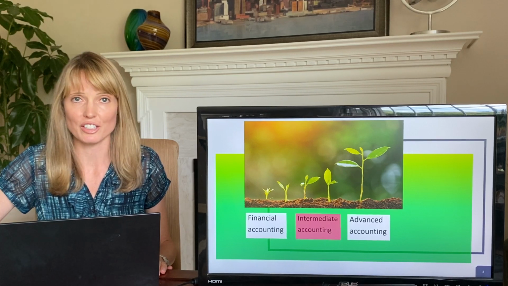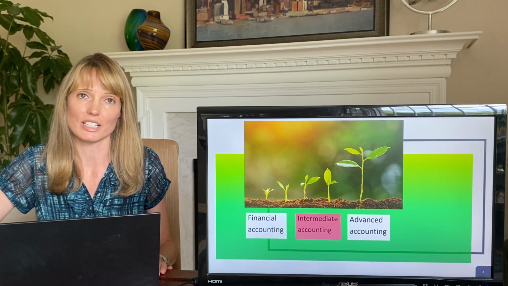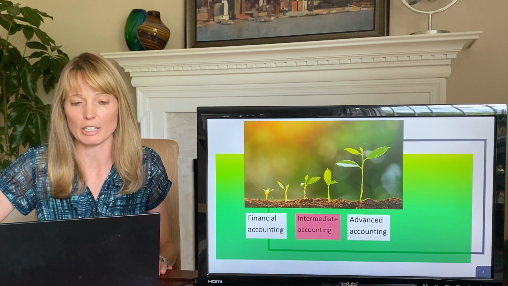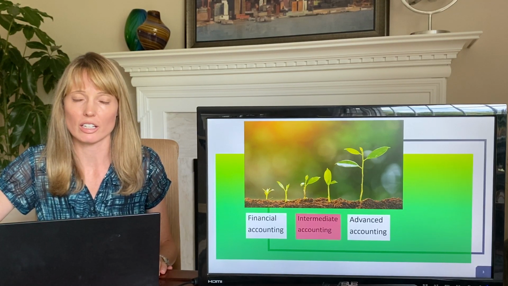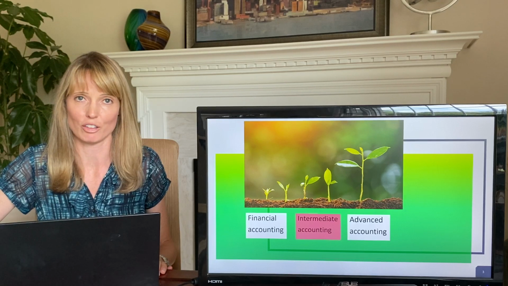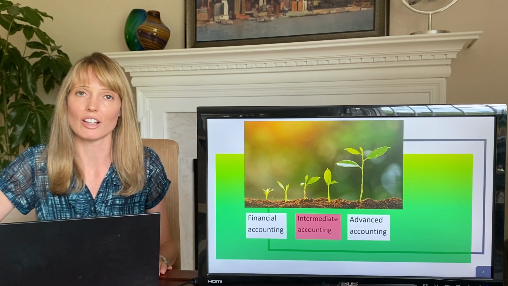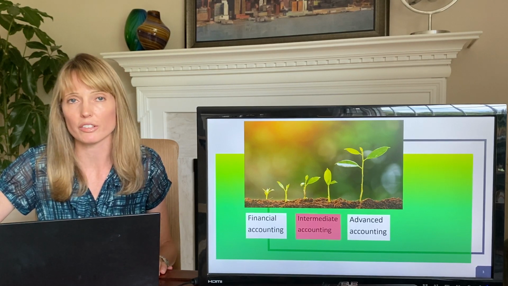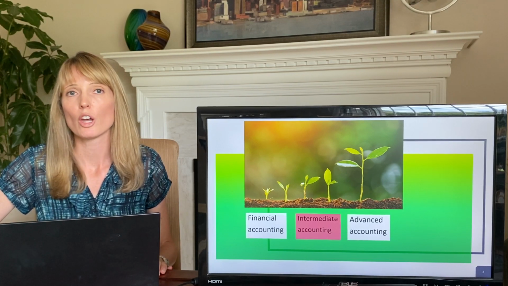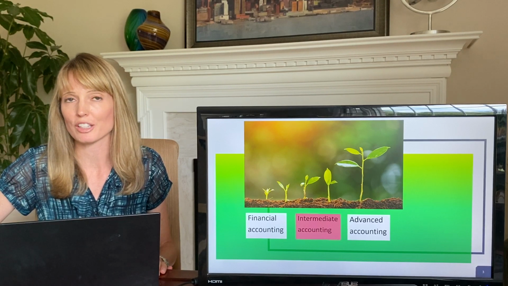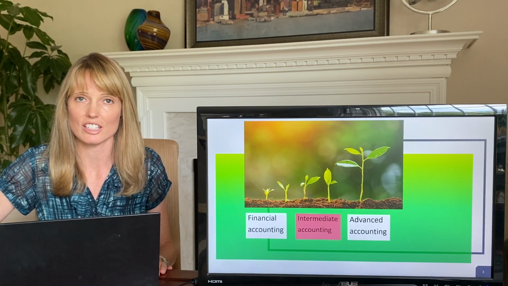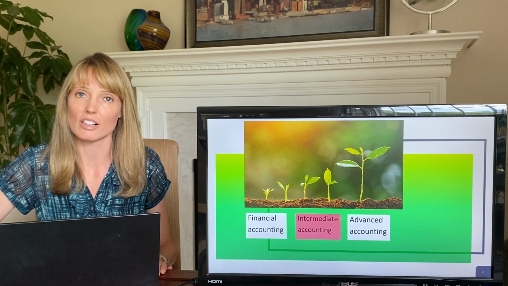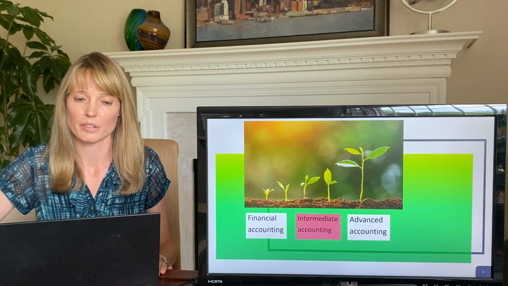Intermediate is very similar, except we go into a lot more detail. Remember, the introductory financial accounting class was for all business majors. Intermediate accounting is required for accounting majors. So we're going to get into a lot of the details of generally accepted accounting principles that you didn't cover in financial accounting. Perhaps the biggest difference you're going to see between this class and the introductory class is the pace of the class. We're going to cover a lot more, a lot faster.